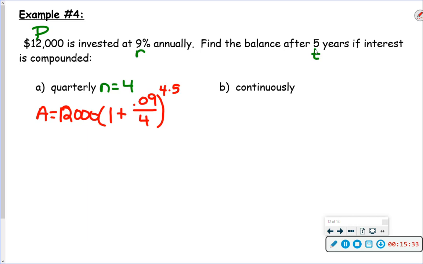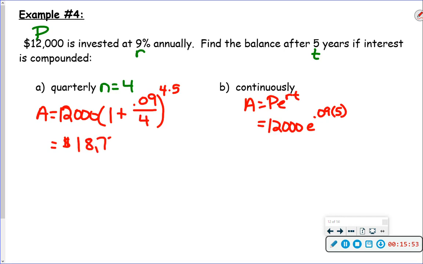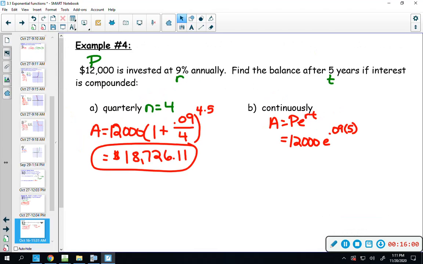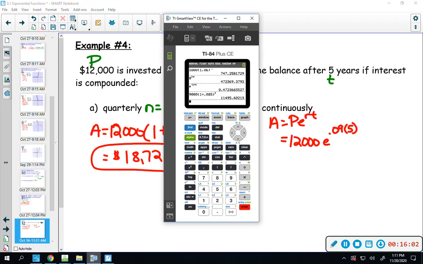You can too. Now, continuous, we're going to use that second formula, PERT, kind of the common little nickname there. Principal, of course, still the 12,000. Our rate is the 9%, and our time is 5 years. All right, so I just showed you how to type in something like this previous one. You should end up with an answer of $18,726.11. Again, pretty good return there on your investment.